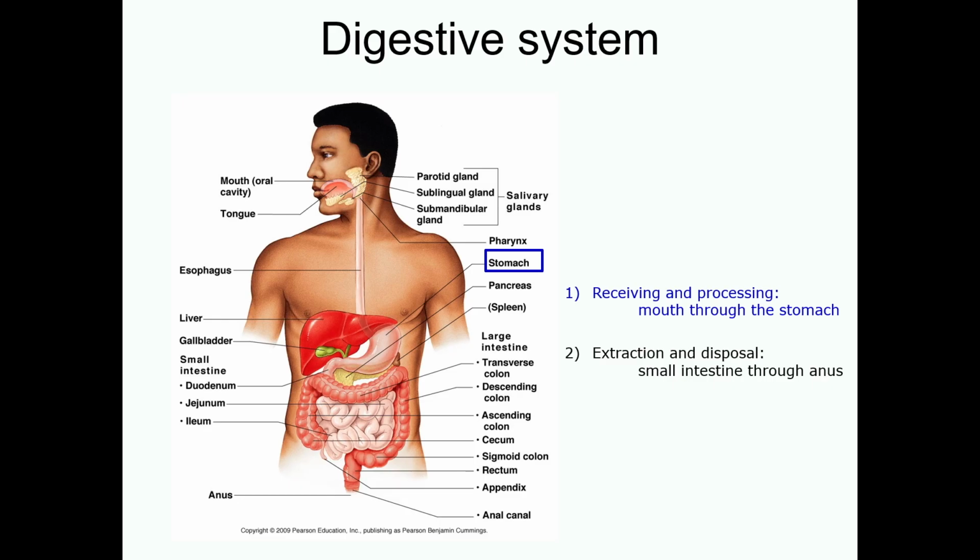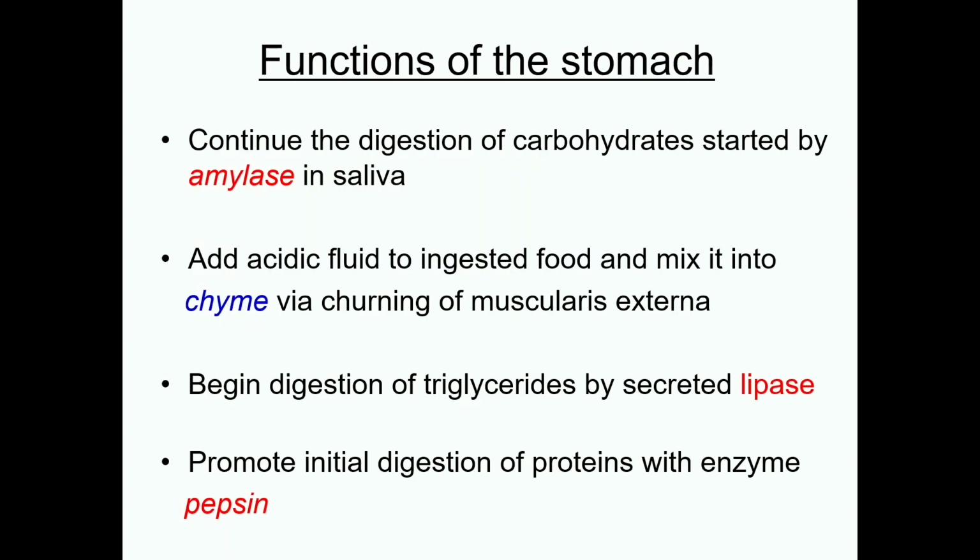We continue to move down the digestive tube from the esophagus to the stomach, which is a greatly dilated segment of the digestive tract that functions to continue digestion of carbohydrates, begin digestion of triglycerides and proteins, and mix the ingested food into a mass called chyme.